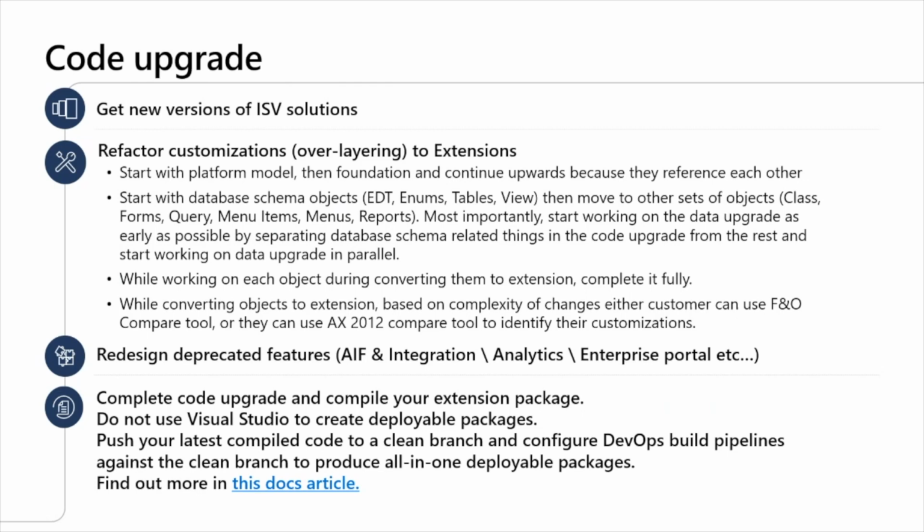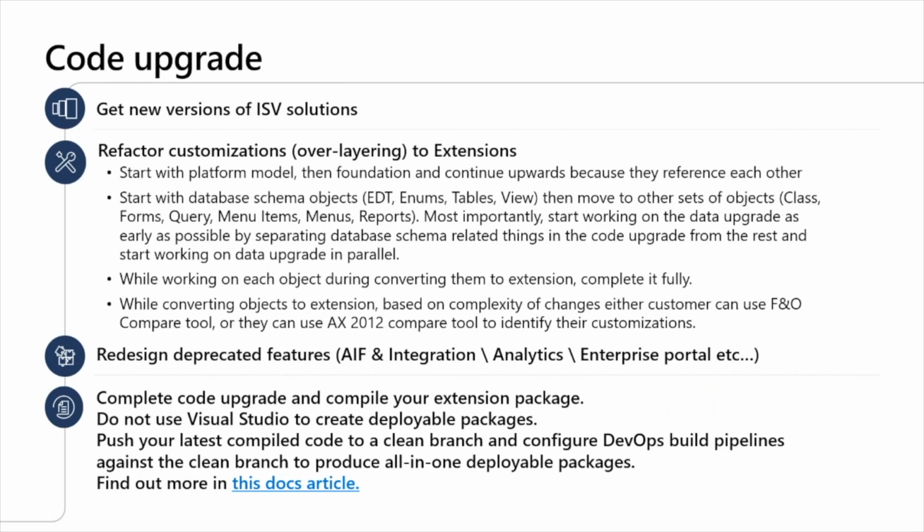Most importantly, start working on the data upgrade as early as possible by separating database schema related things in the code upgrade from the rest, and start working on the data upgrade in parallel. While working on each object during converting them to extension, complete it fully.